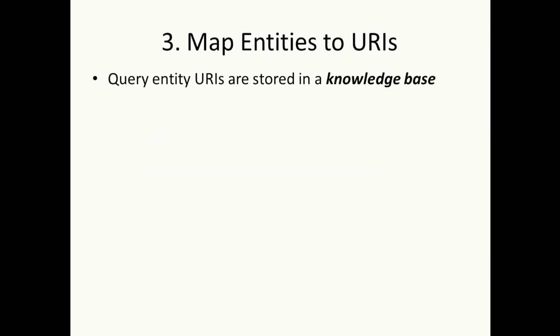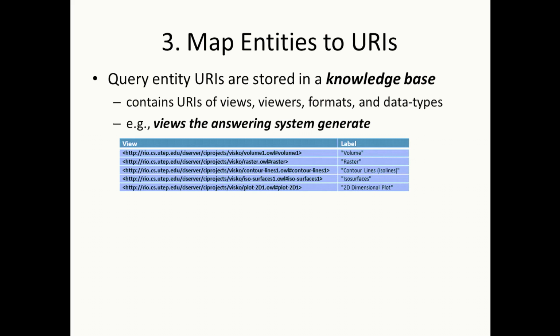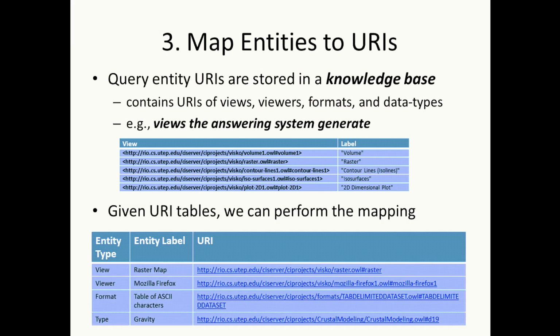We next need to map these identified query entities to their corresponding URIs. A visualization knowledge base is responsible for housing the URIs corresponding to views, viewers, formats, and data types, essentially all the query entities. This knowledge base can provide listings of these URIs along with their labels, for example, the listing of known views as shown in this slide. Given URI tables from the knowledge base, and the query entity labels identified in the previous slide, we can now perform the mappings. The method is to match a label of some identified entity with the label of some URI.